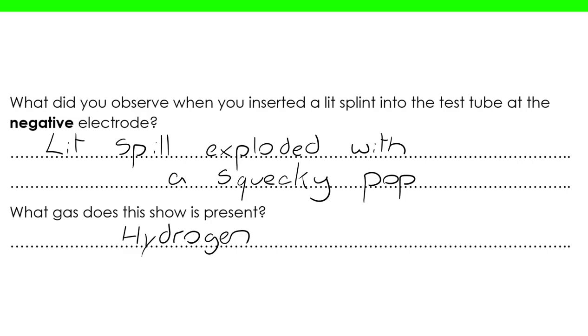So we know we're making chlorine gas at the positive electrode. That makes sense. Chloride ions are negative. They're attracted to positive. They're then oxidized to become chlorine. And we also know that hydrogen, the positive ions, are attracted to the negative electrode where they are reduced to make hydrogen gas, which we can prove by inserting a lit splint and it will explode with a squeaky pop. But we've still got this solution.